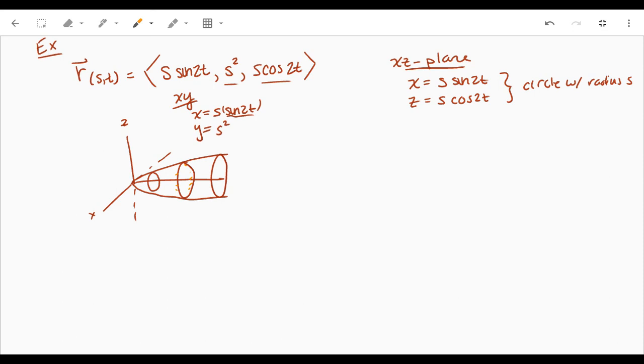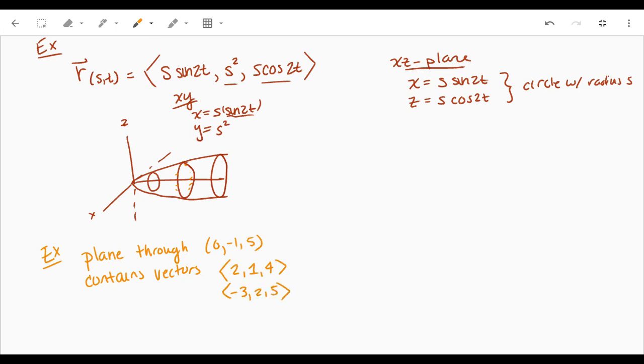Okay. But anyways, here's another example. This is exercise 16 in your book, I believe. We want the parametric equations for the plane through the point 0, -1, 5 that contains vectors 2, 1, 4 and -3, 2, 5. Okay, and it's not as difficult as it kind of seems.